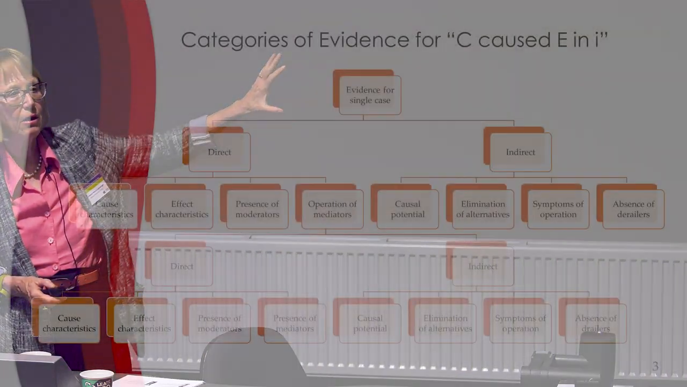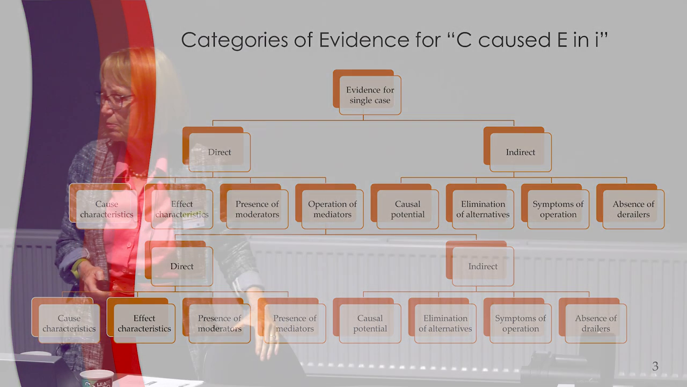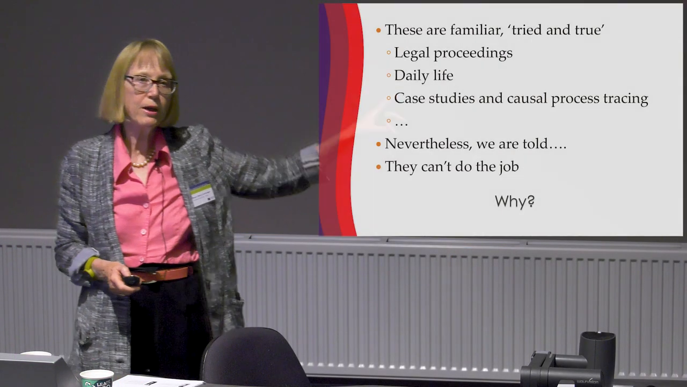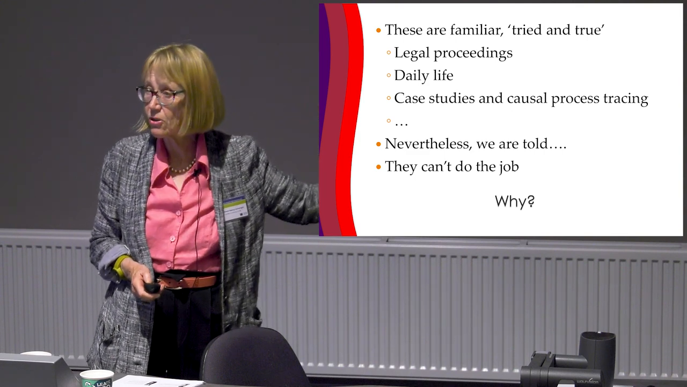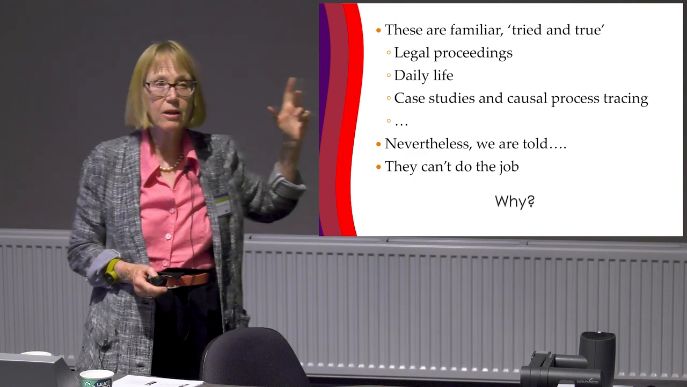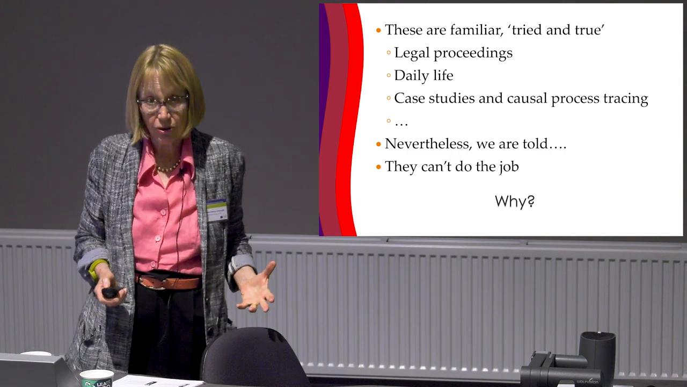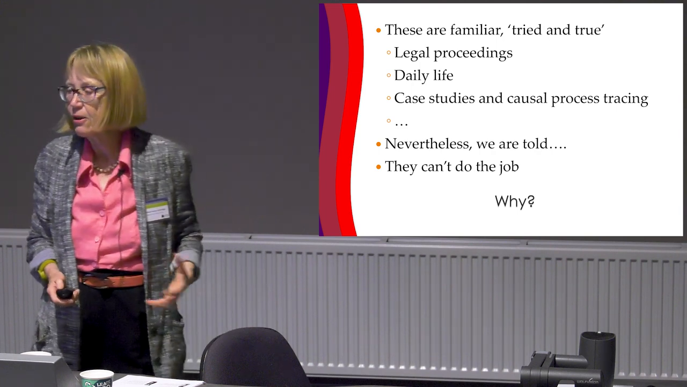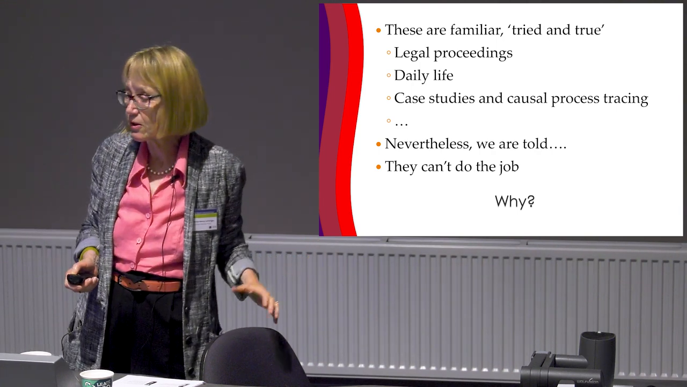I've constructed this chart of categories of evidence for the single case. I'm going to talk about it. We don't need to understand it yet, just that's what the focus is going to be. The point about the categories, which are categories of evidence types for the single case, is that they're all things you would take for granted as good evidence for single case causality. They're familiar, they're tried and true methods of evidencing singular causation.